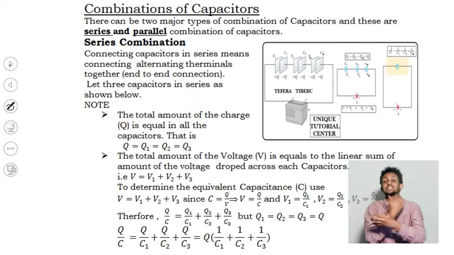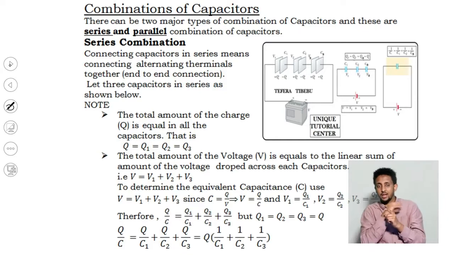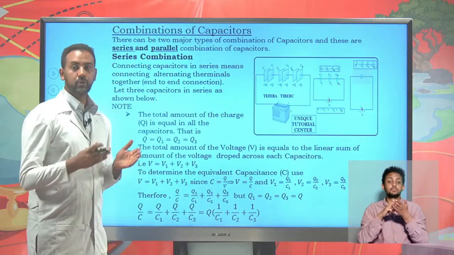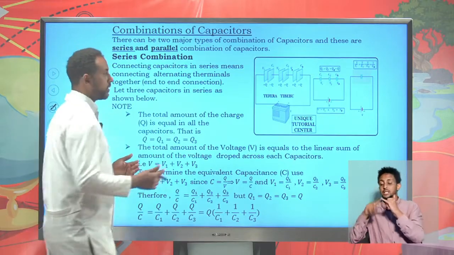Two or more capacitors might be combined in series or parallel combinations. Here we can have a series combination as well as a parallel combination. Series combinations mean you have to connect the capacitors end to end.